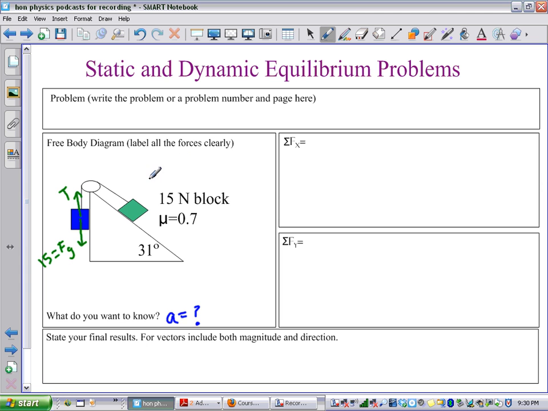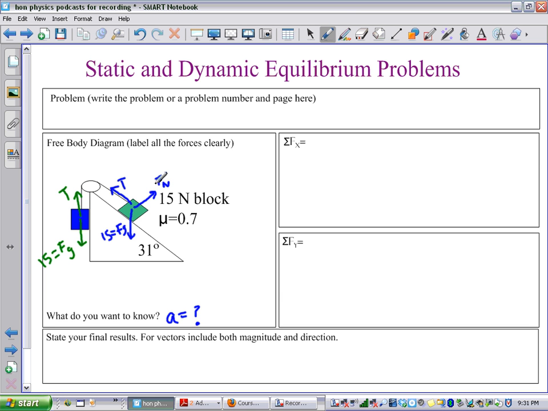The forces acting on this block are a little bit more complicated. We have the force of gravity pulling it down, which is equal to 15. We have the support force going up perpendicular to the surface. Remember, the support force, or the normal force, is the perpendicular component of the force of the surface on the object. We have the tension going this way, and we also have force of friction.